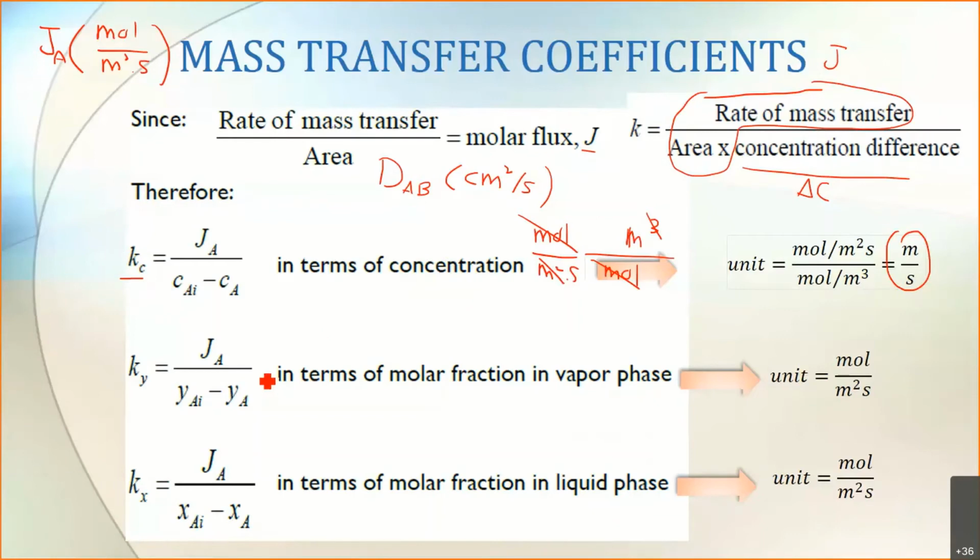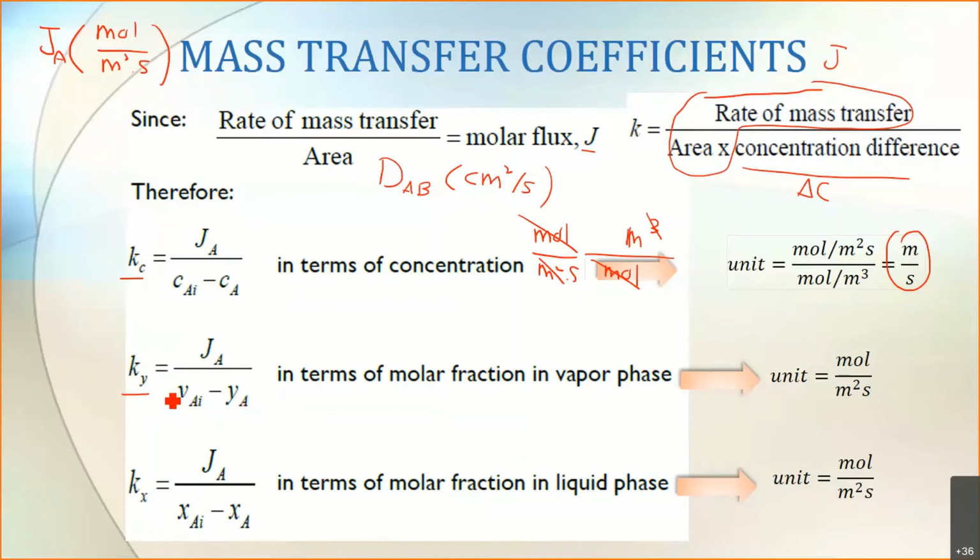When we are dealing with mass transfer in terms of mole fraction in vapor phase, we write Ky. So that is why you need to know, like in our earlier classes, we already defined C is for concentration, Y is mole fraction in gases or vapor phase, and X is mole fraction in liquid phase. So when we say that we have Ky, automatically when you look at the symbol, Ky is actually equal to Ja over Yai minus Ya.